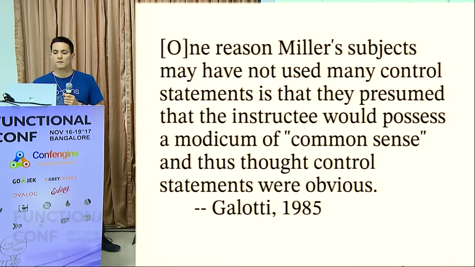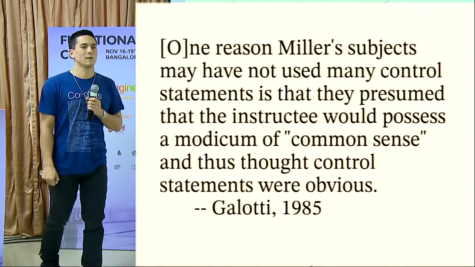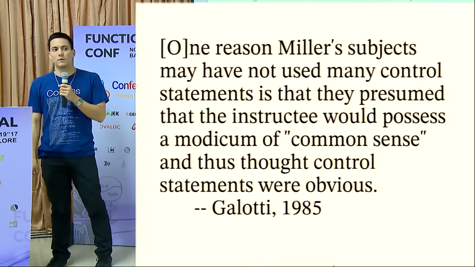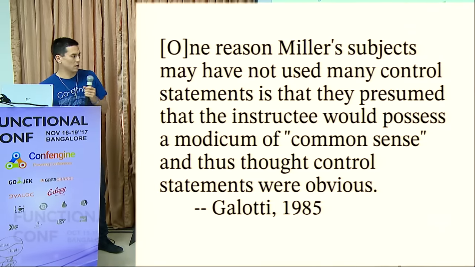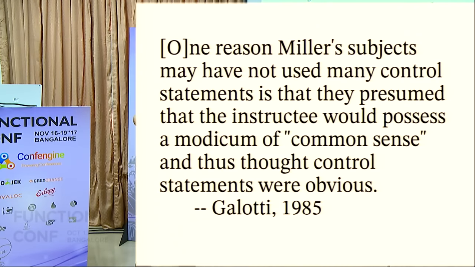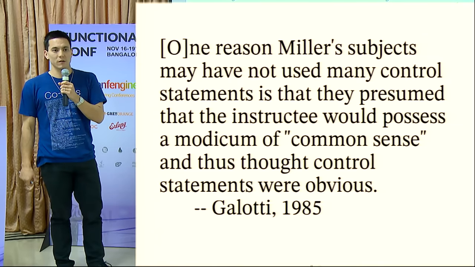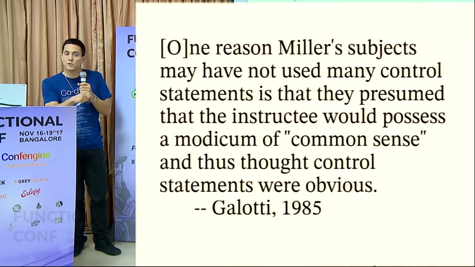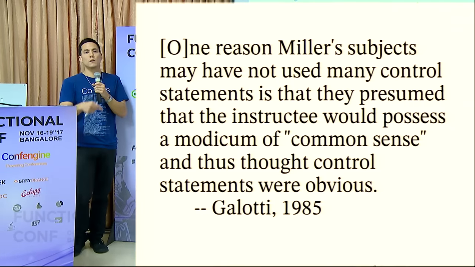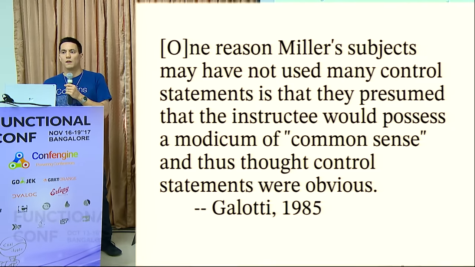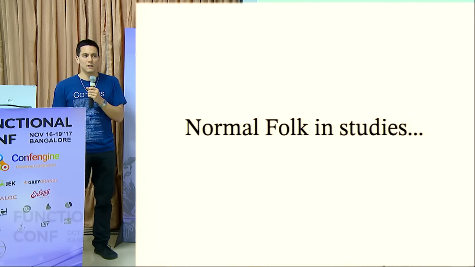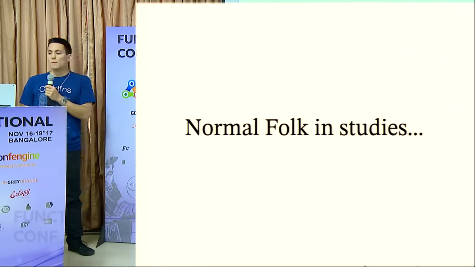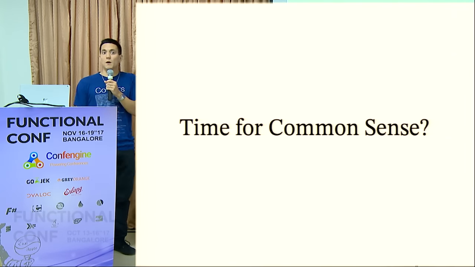So what do the studies say? People don't like to use control structures unless they're forced to. Now another study, Galati, convinced people to use control structures, but you know how they did it? They said, "Talk to it as if it's a Martian. They're utterly stupid, and they can't follow directions." Well, then they started putting in more control structures. But if they're talking to another human, that's not the natural way to do it. So actually, for normal folks and normal studies, control structures in normal programming languages are almost, by definition, alien. So might I suggest, perhaps, that it's time for some common sense in our programming?